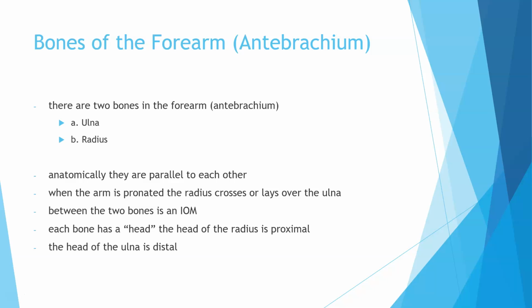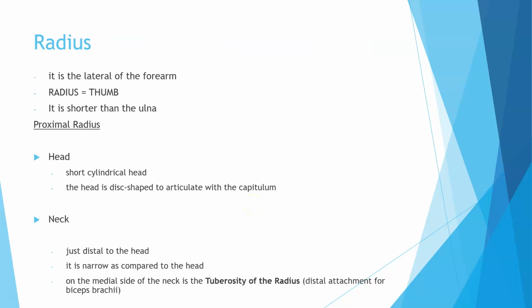Now, we talked a little bit about this last semester, about the interosseous membrane. This is just a reminder that between the two bones there is a space when you lay them out anatomically, and to help with muscle attachments and so forth, there is an interosseous membrane that lies between the two bones. Each bone has a head, with the head of the radius being proximal, whereas the head of the ulna is distal. So something you may want to highlight to remind yourself: the head of the radius is proximal, and the head of the ulna is distal.